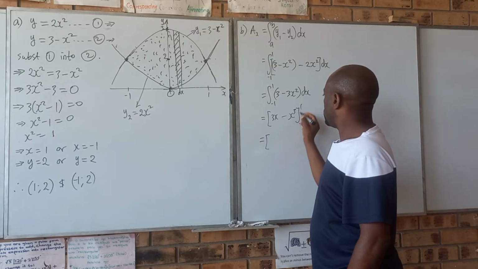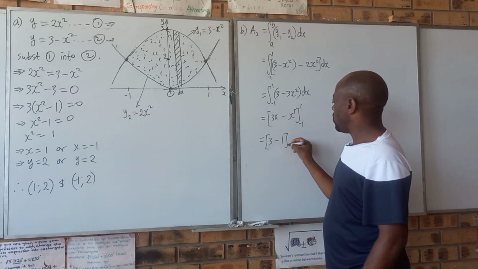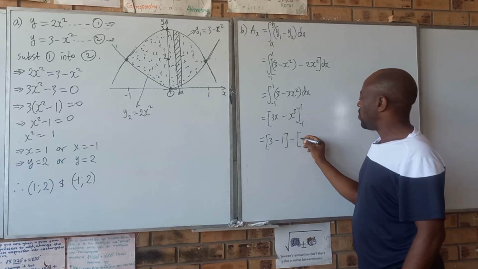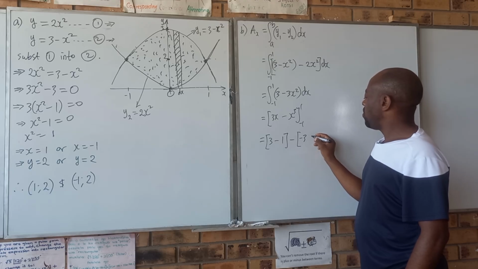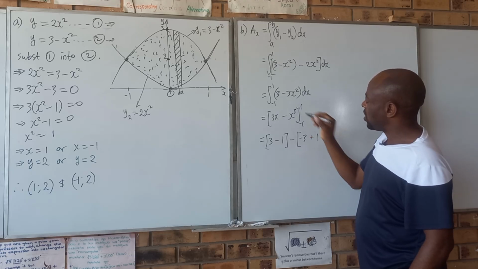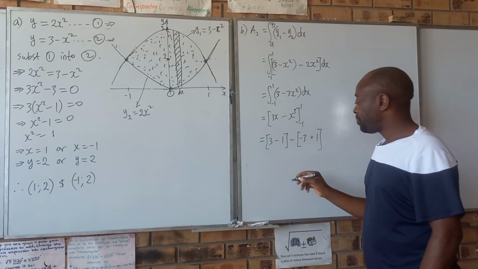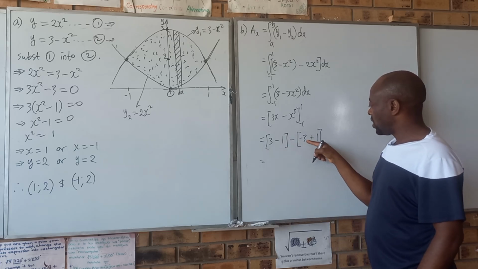The upper limit is 1. If you replace every x there by 1, I'll get 3 minus 1. Then minus the lower limit. If I replace every x there by -1, I'll get -3. Then this will be plus 1, because -1 cubed is -1, combined with this negative is positive. So in my area, I get 2, and this one is -2.